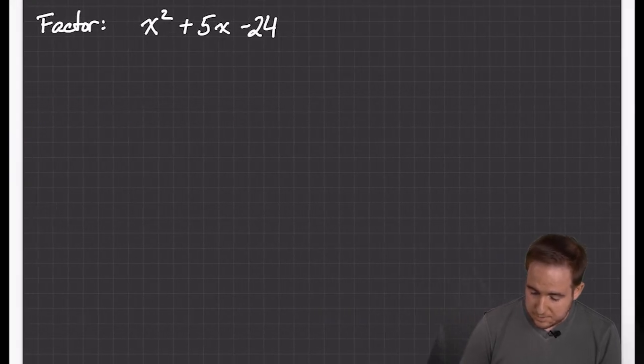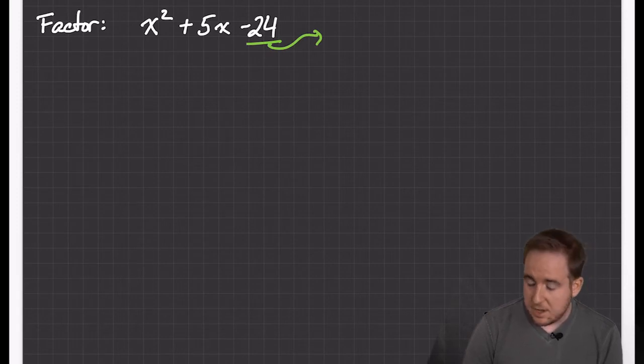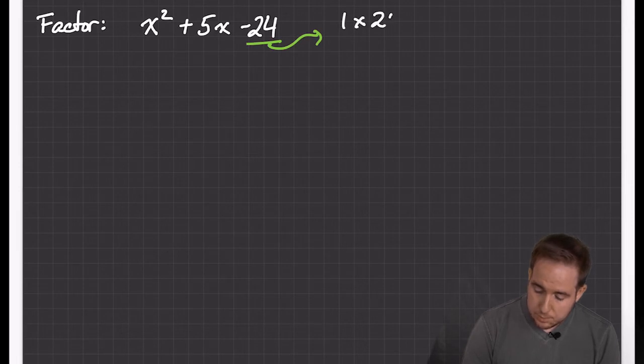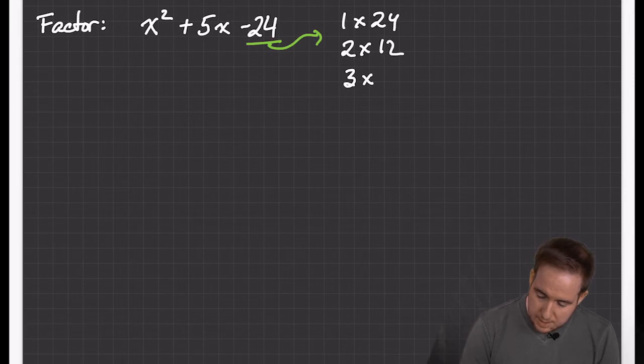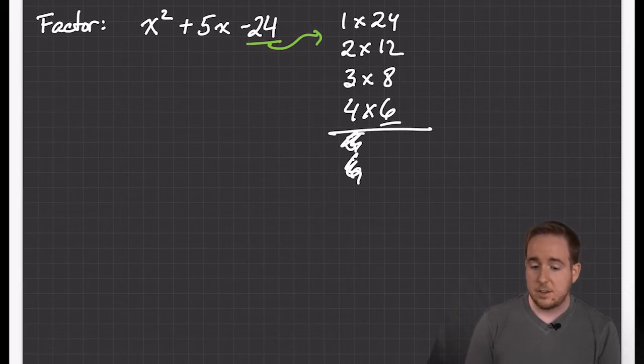So let's see how many more examples we can just get through, and we'll start to go a little bit faster. So here, this next one, x squared plus 5x minus 24. Look at the last number, 24, and make the list. And again, the list can get quite long. 1 times 24, 2 times 12, 3 times 8, 4 times 6, 5 does not go into 24. 6, I've already written the number 6, so I am done.